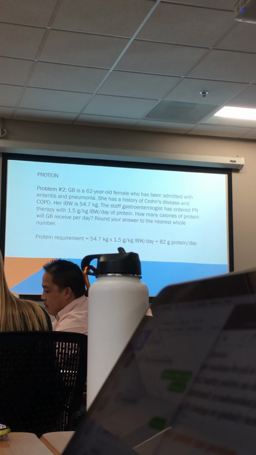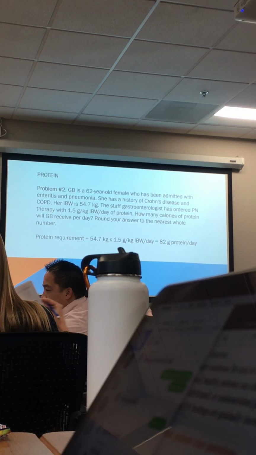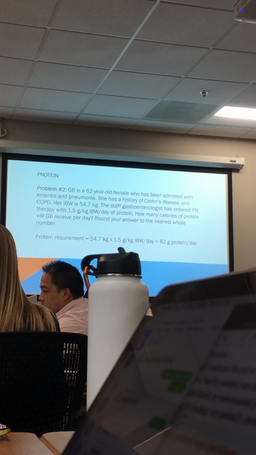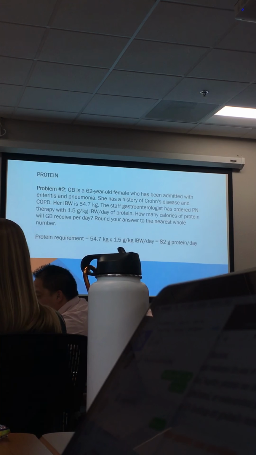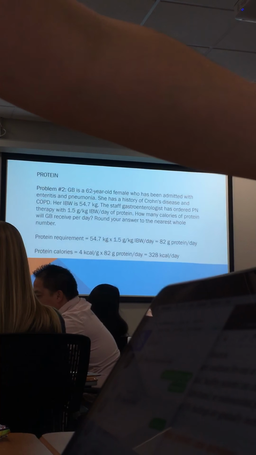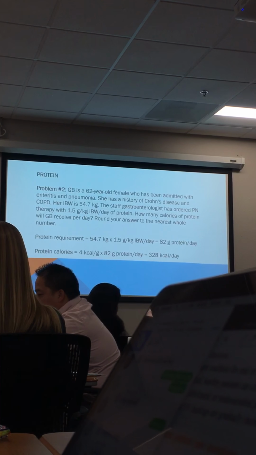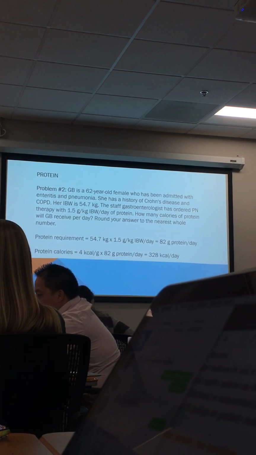So this question asks how many calories of protein the patient will receive. For this question, first step, you have to calculate how many grams of protein, right? And then you calculate how many calories the protein provided for the patient. It's 2 steps, okay?